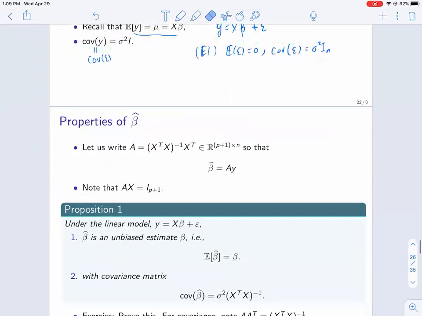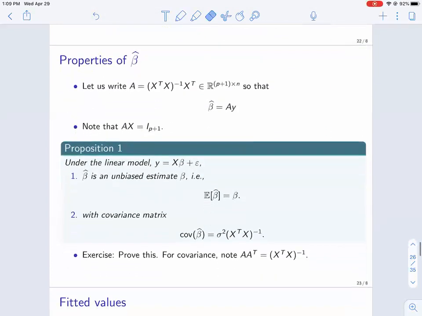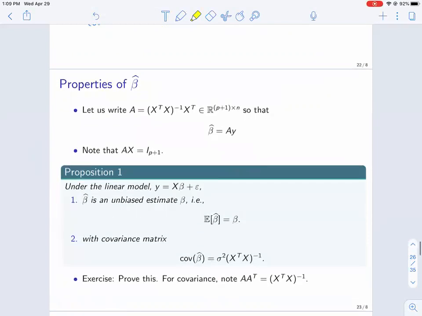Okay, so let's work out the properties of beta hat. I'm going to use this notation: I'm going to write X transpose X inverse X transpose as A. Beta hat was X transpose X inverse X transpose Y, so I can write beta hat as A times Y. This is helpful, just introducing some notation. You can also verify that A times X is the identity matrix.